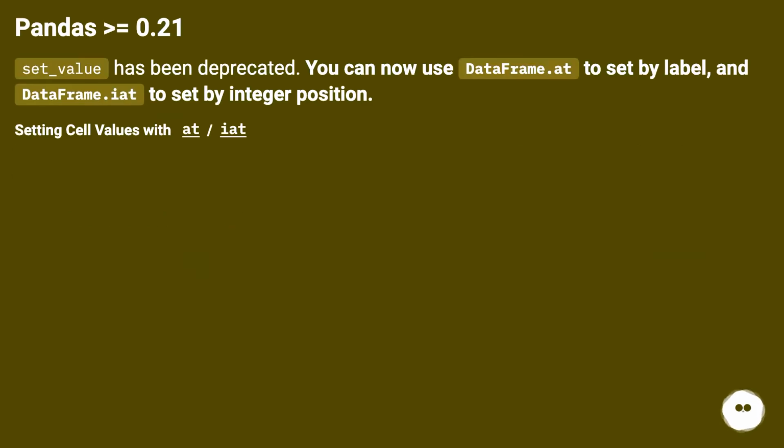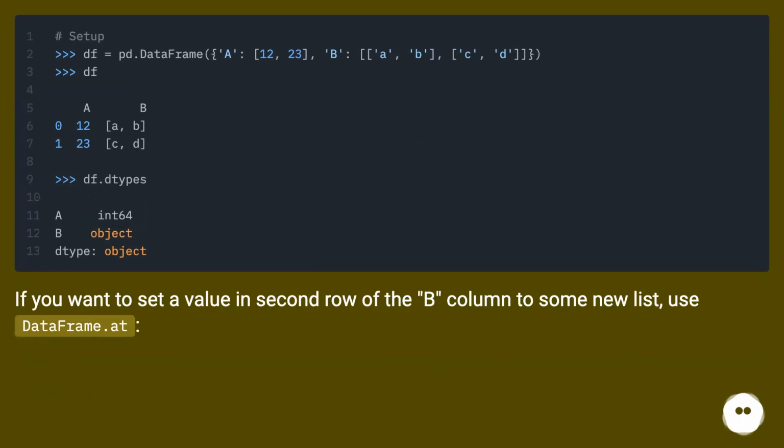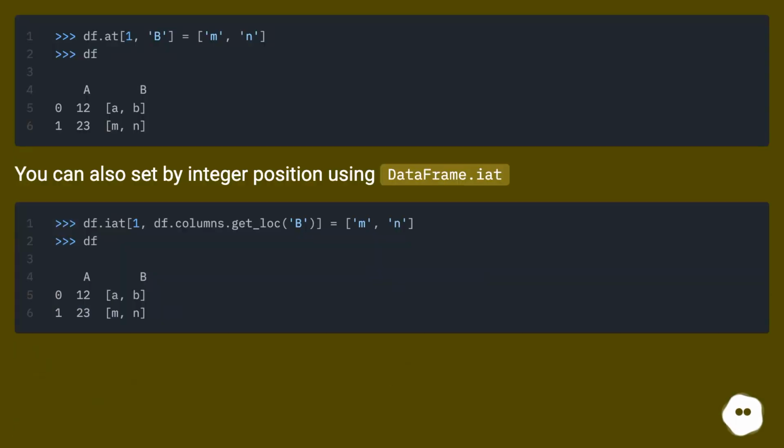Pandas is greater than or equal to 0.21. Set_value has been deprecated. You can now use dataframe.at to set by label and dataframe.iat to set by integer position. Setting cell values with at/iat. If you want to set a value in second row of the B column to some new list, use dataframe.at. You can also set by integer position using dataframe.iat.